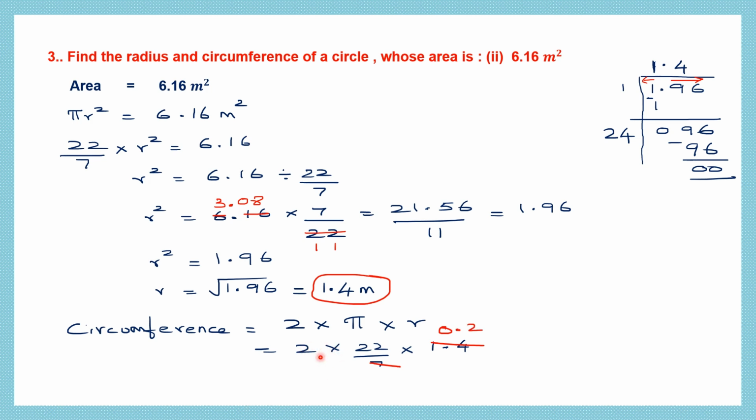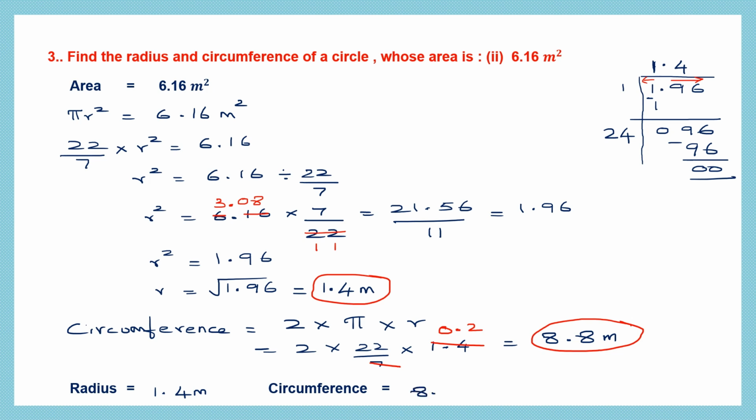Now we just have to multiply 22 into 2 is 44, 44 into 0.2. 44 into 2 is 88. But since we have a point, it becomes 8.8. So the circumference is 8.8 meters. So this is our answer. Circumference is 8.8 meters. So we found the radius. The radius we said is 1.4 meters. And the circumference we just found out to be 8.8 meters. So we found both our answers, radius and the circumference.